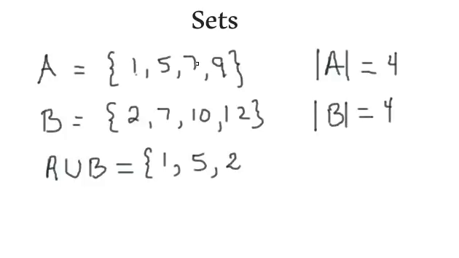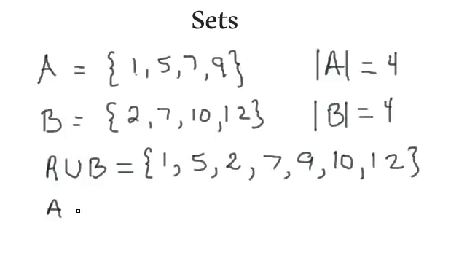A 7. Okay, there's a 7 in set A, and there's a 7 in set B. Now, we're not going to write 7 twice. We only write it one time. We do not repeat elements. Okay, what else we got? We got 9, 10, and 12. Okay, that's their union.